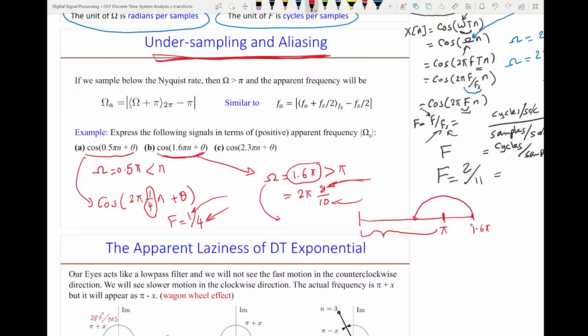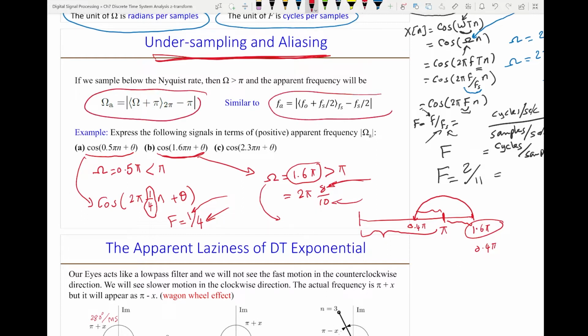So this is 0.6 above pi. This should be 0.6 below pi. So that will be 0.4 pi. So 1.6 pi, you will hear it as 0.4 pi. Now we can find the apparent frequency this way or use this equation.